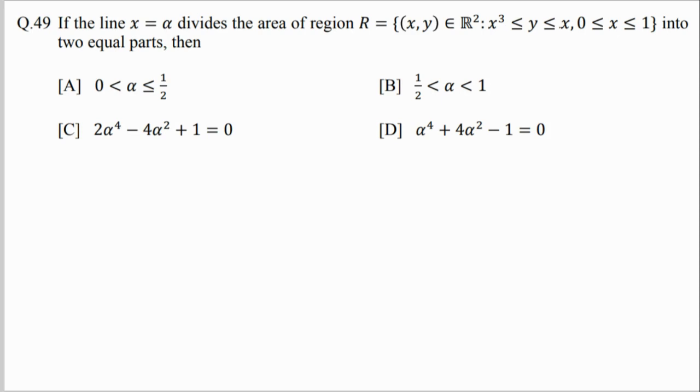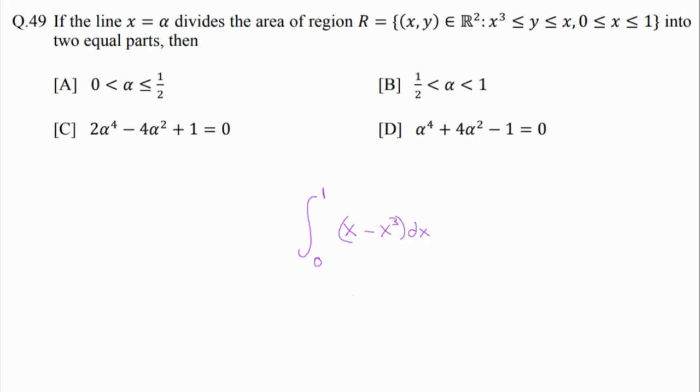And x cubed is going to be less than x, as is reflected with this. So we can see that over here as well. So the area of this region is going to be the integral from 0 to 1 of x minus x cubed dx. If we integrate this, we get x squared over 2 minus x to the fourth over 4. And we'll take this from 1 to 0. And this gives us 1 half minus 1 fourth, which is 1 fourth.